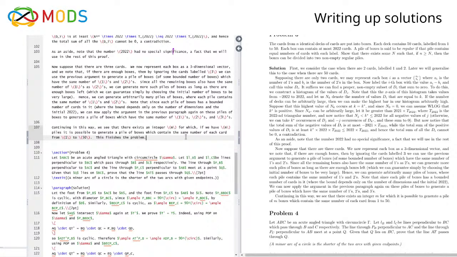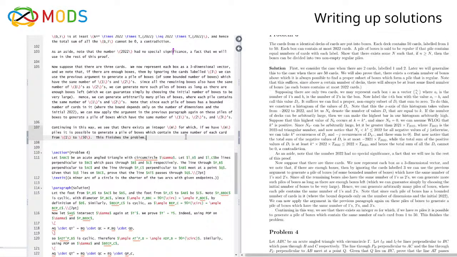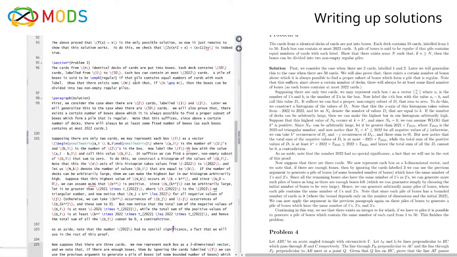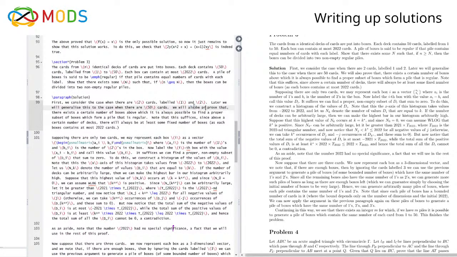I think I finished, but my proof might contain some typos, because I changed the decks to the boxes. We were going to prove it for n decks, but now we're proving it for n boxes. Yeah. Oh well. Anyway, a histogram of the values of D.